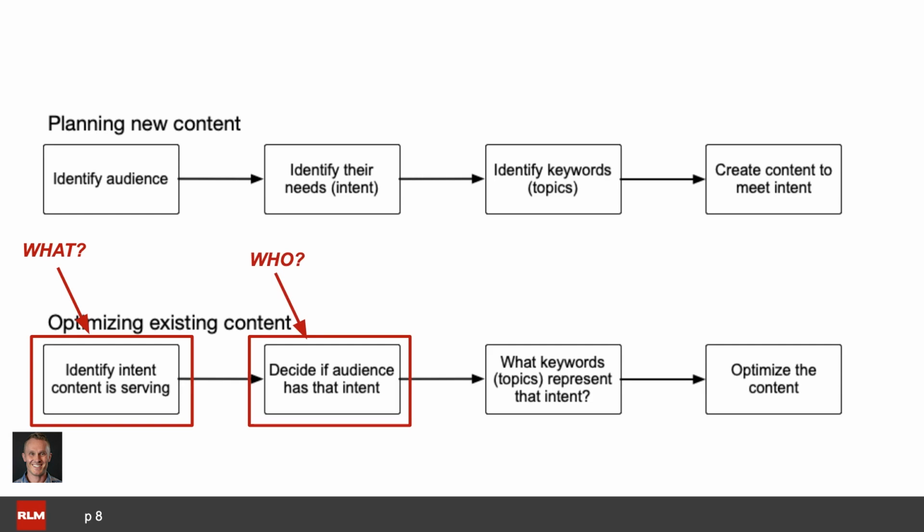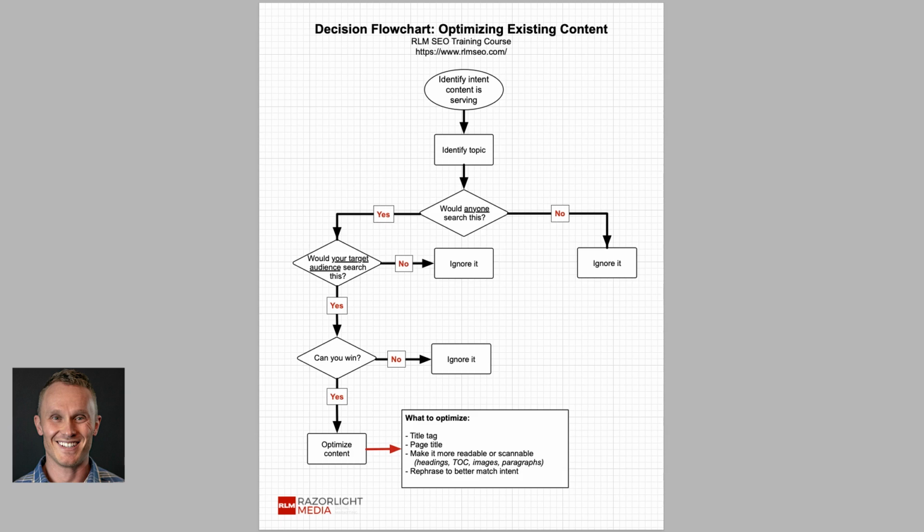So this is a good high-level look at the process of optimizing existing content so we can compare it to the different process of planning new content. But here's a much more detailed flowchart to help you with this process. And I'll add this as a download to the next lesson.